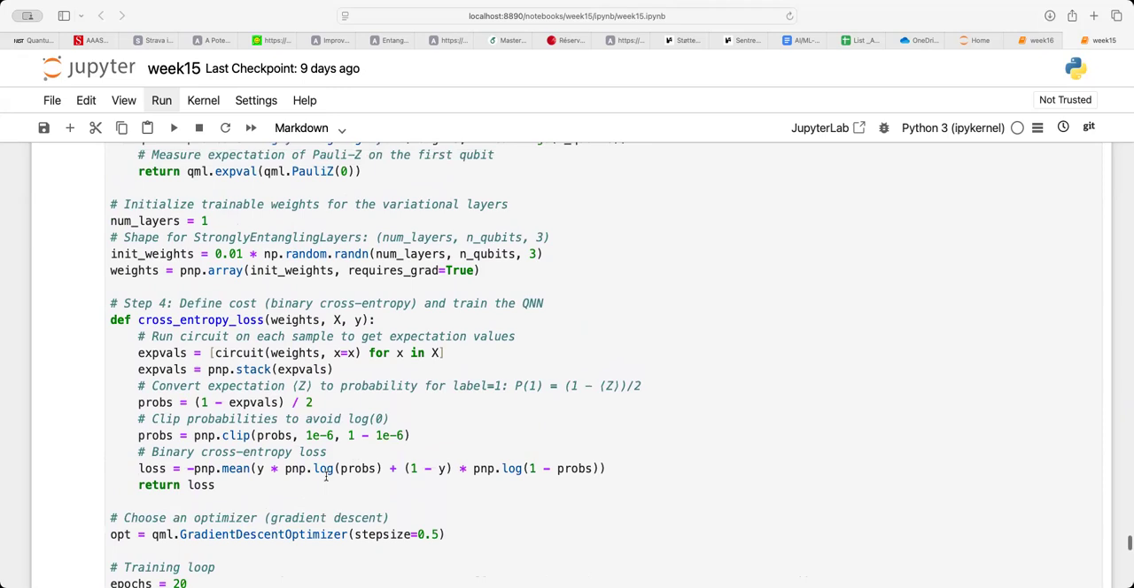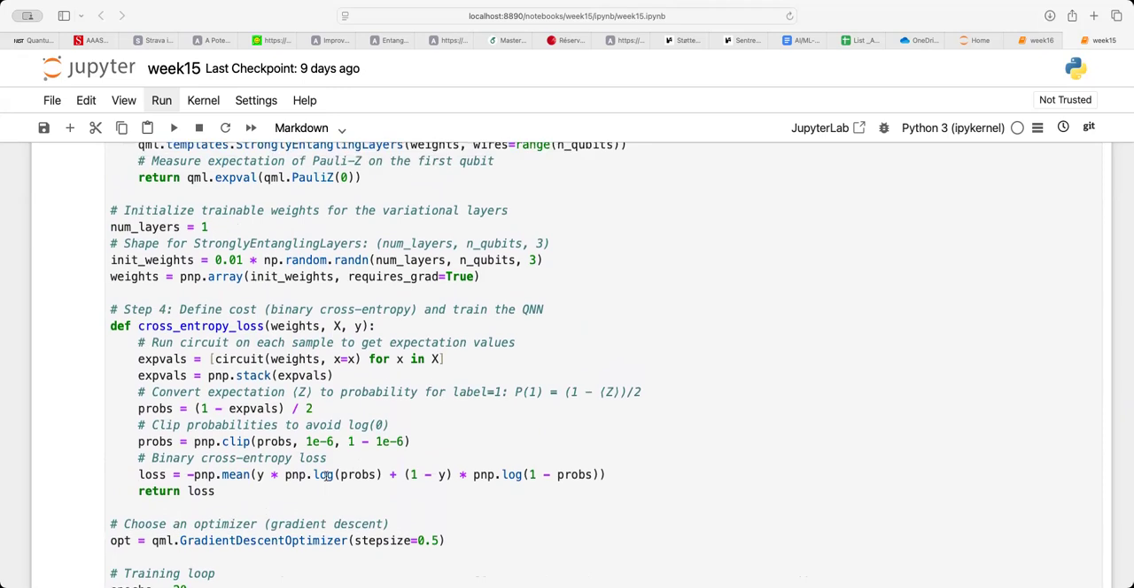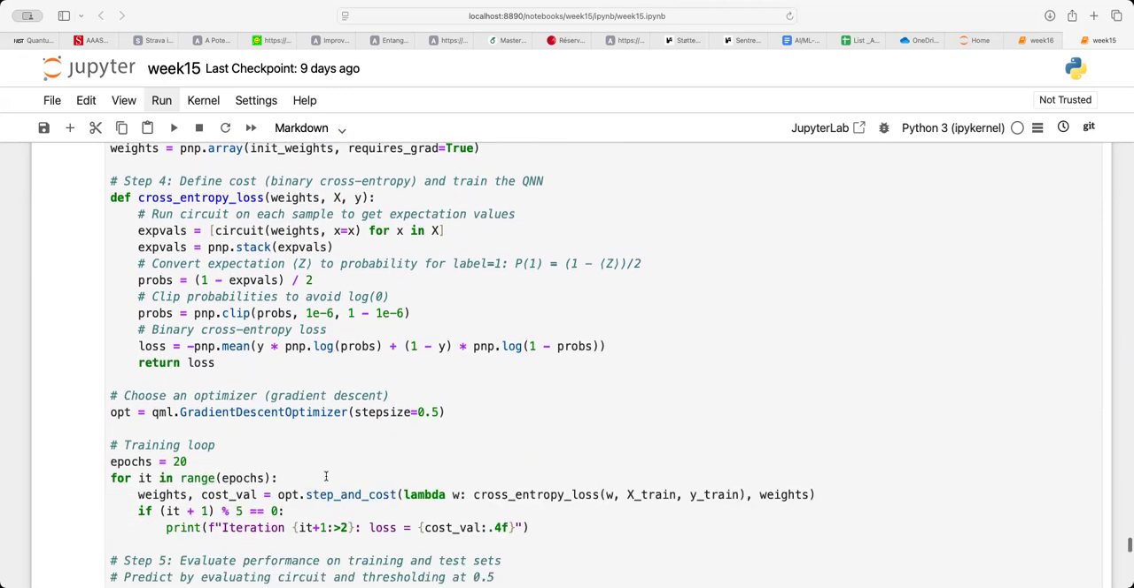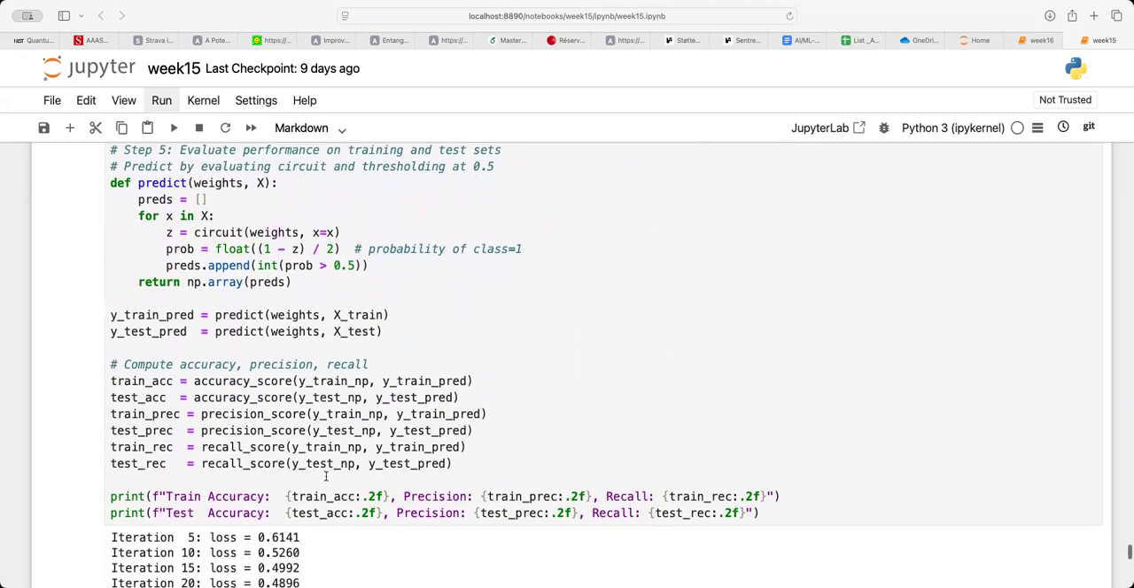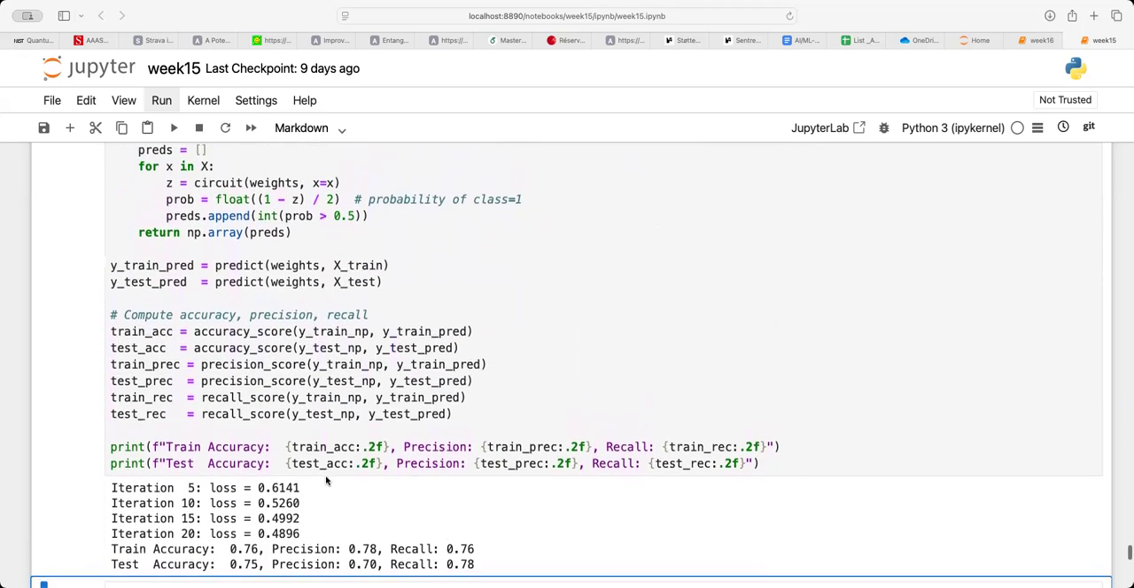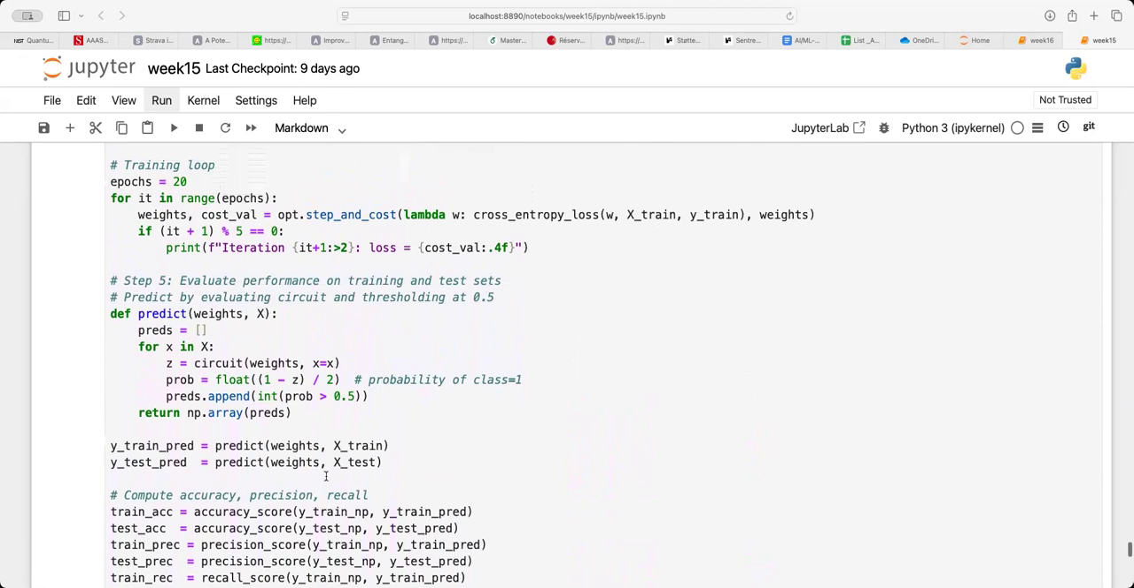So the quantum part returns the probabilities. We run this for a given number of shots. And I think in this case here, we defined something like, what was it? I don't remember where I put the number of shots here.